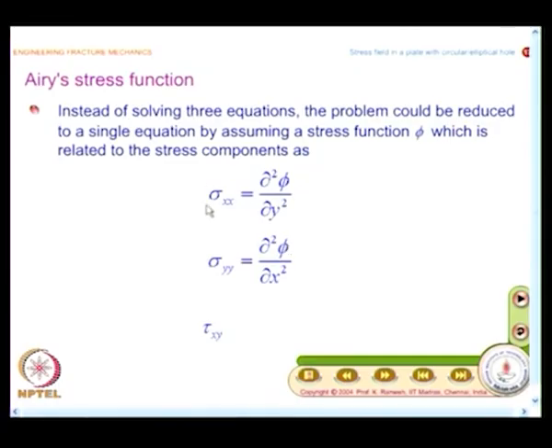So, you have sigma xx is related to phi as dou squared phi by dou y squared. This is for Cartesian frame of reference. We are looking at the Cartesian stress components. Sigma yy equal to dou squared phi by dou x squared, and tau xy equal to minus dou squared phi by dou x dou y.